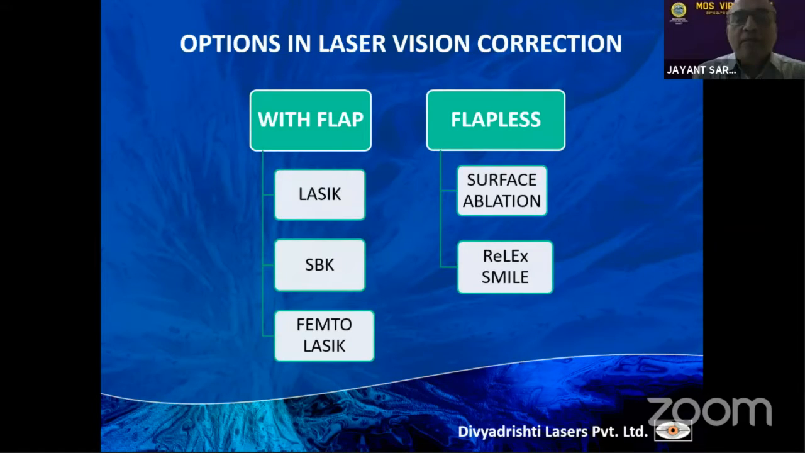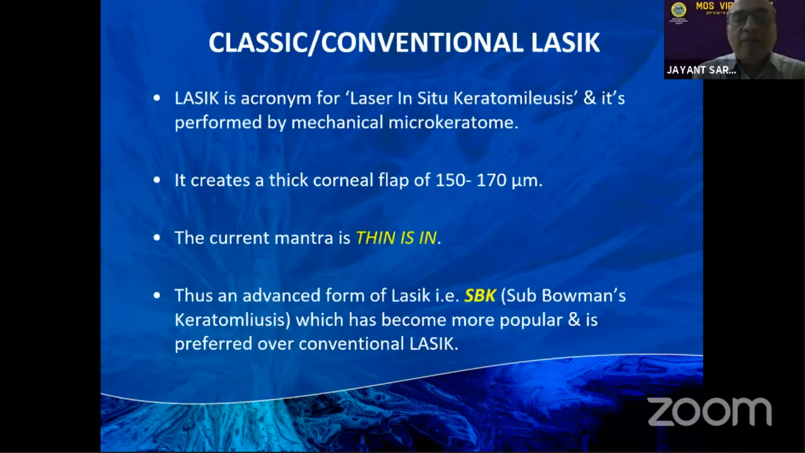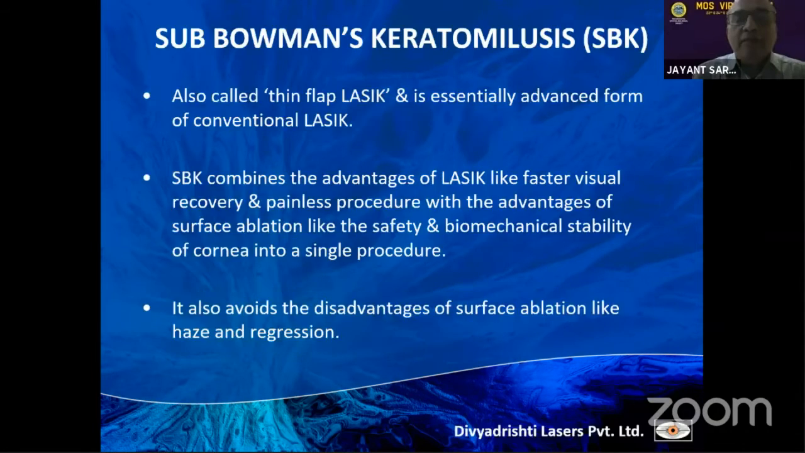LASIK is a conventional generic term, where normally we don't go to 150 to 170 microns because "thin is in" is the current mantra. SBK, or sub-Bowman's keratomileusis, is done all the time nowadays. It combines the advantages of LASIK, like faster visual recovery and a painless procedure, with the advantages of surface ablation, like safety and biomechanical stability of the cornea, and it also avoids the disadvantages of surface ablation, like haze and regression.